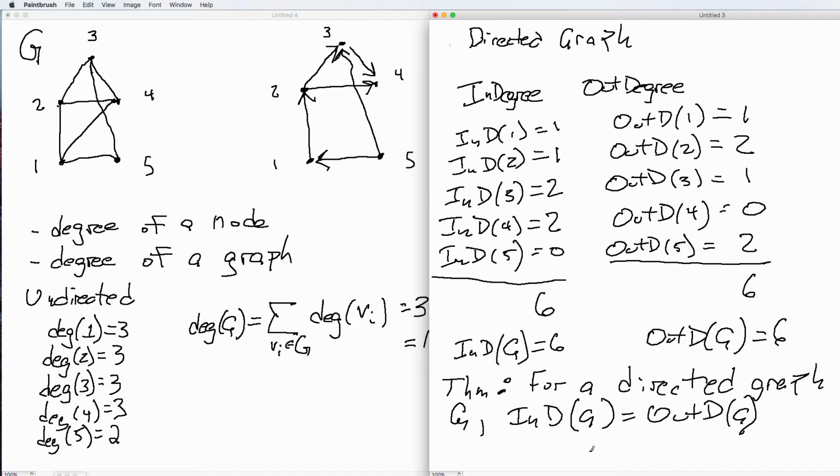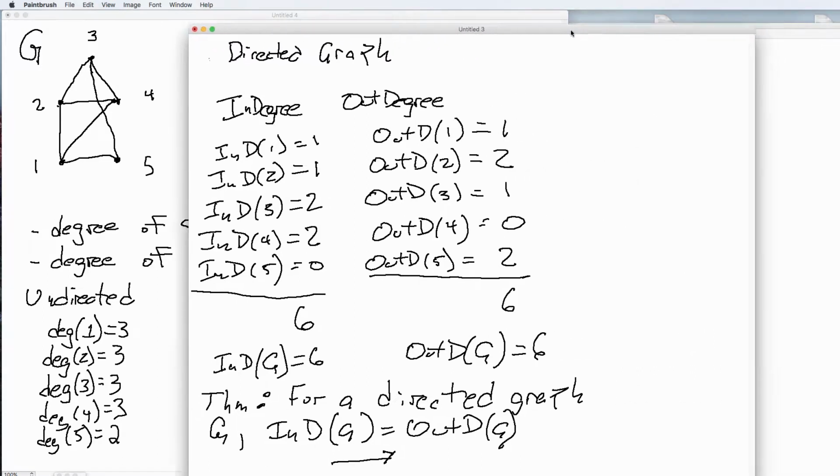That shouldn't surprise you, because every time I draw a directed arc like that, for every point, every time it's leaving a point, it's going into a point. So this result over here should not be surprising. But here's the result that may be a little bit surprising.